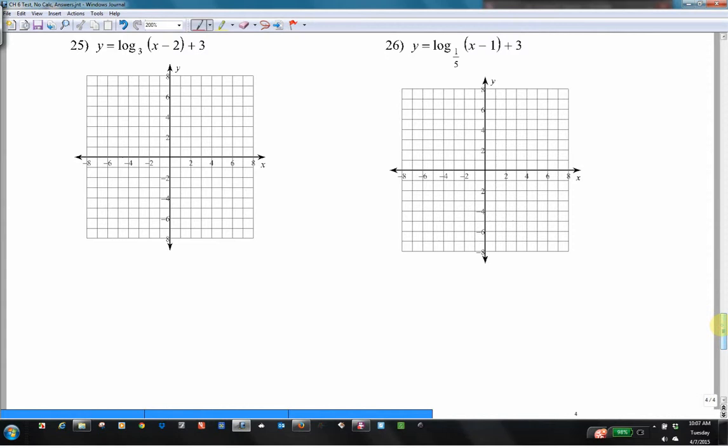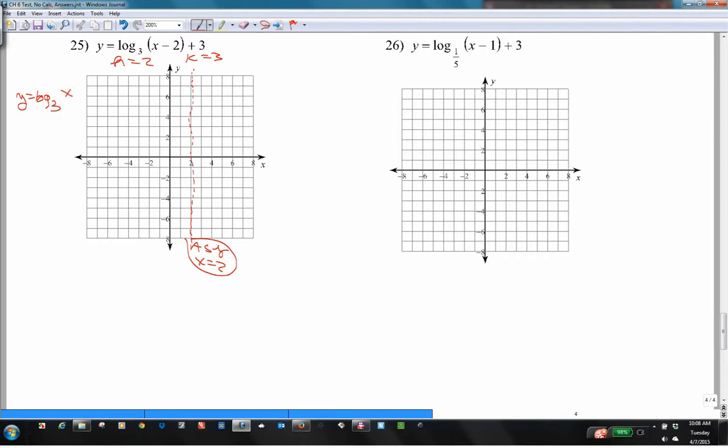Okay, so I need to have a parent. First thing, let's go ahead and get h and k. So h is equal to 2. K is equal to 3. So I know that my asymptote is an x asymptote at x equal to 0. It's going to shift to asymptote is x equal to 2. All right, so here's my parent. Y is equal to the log base 3 of x.